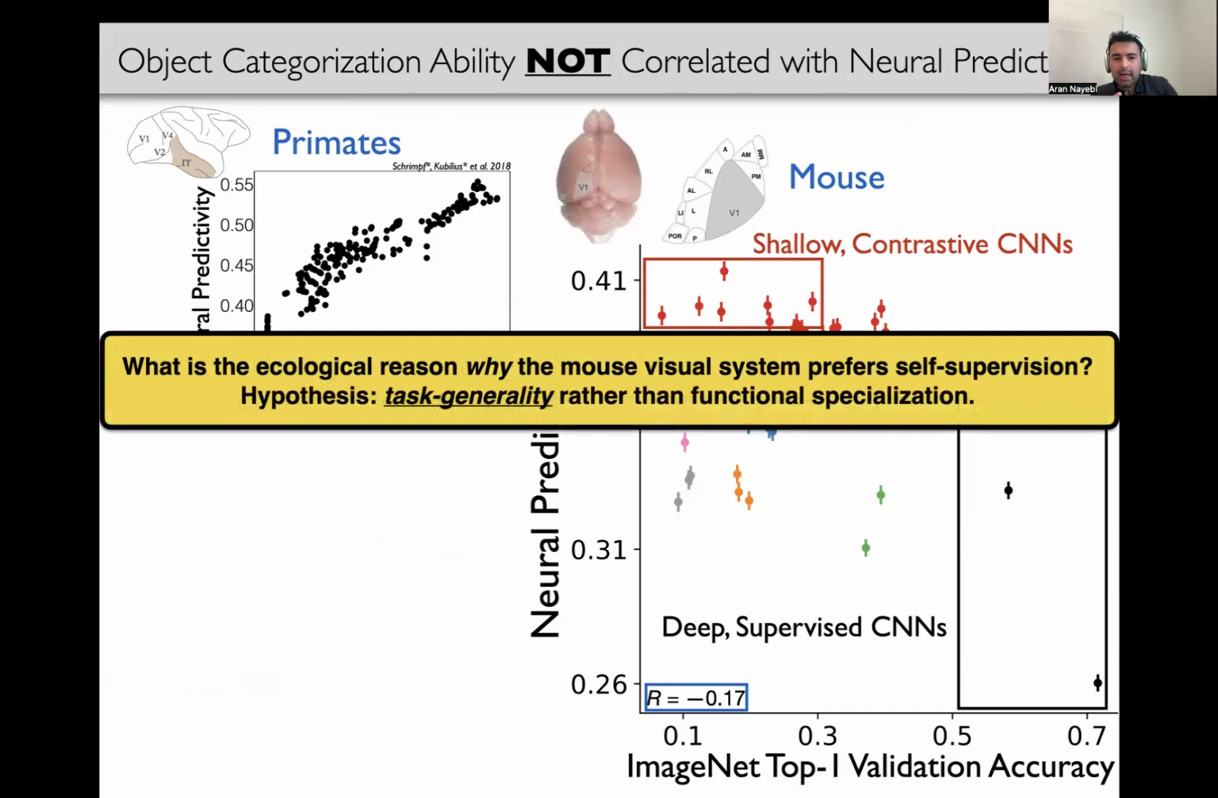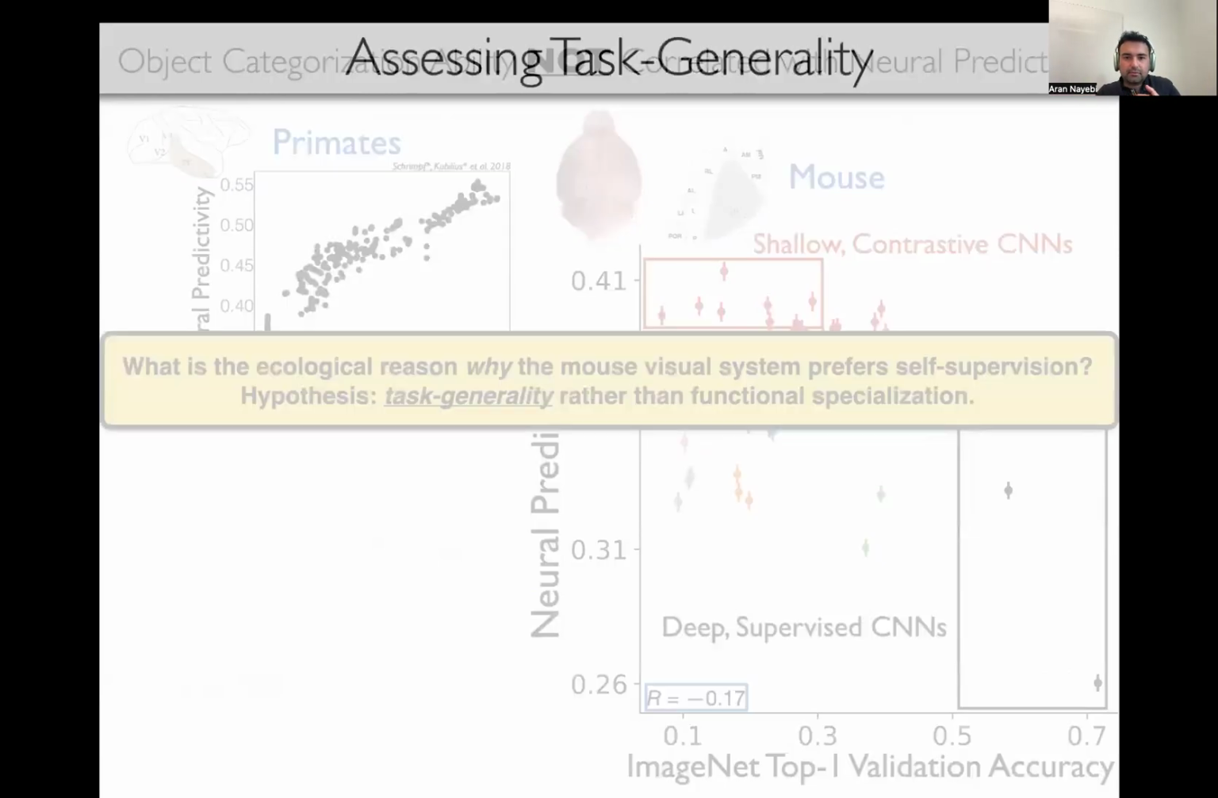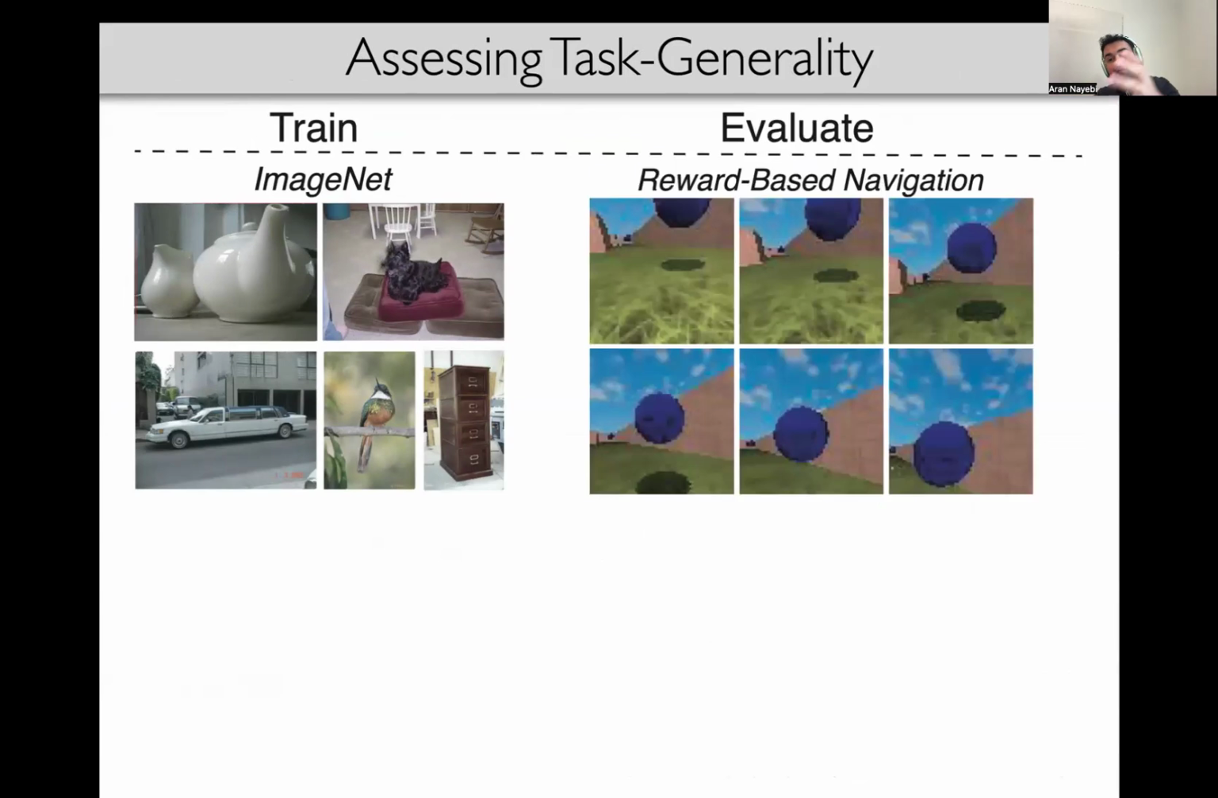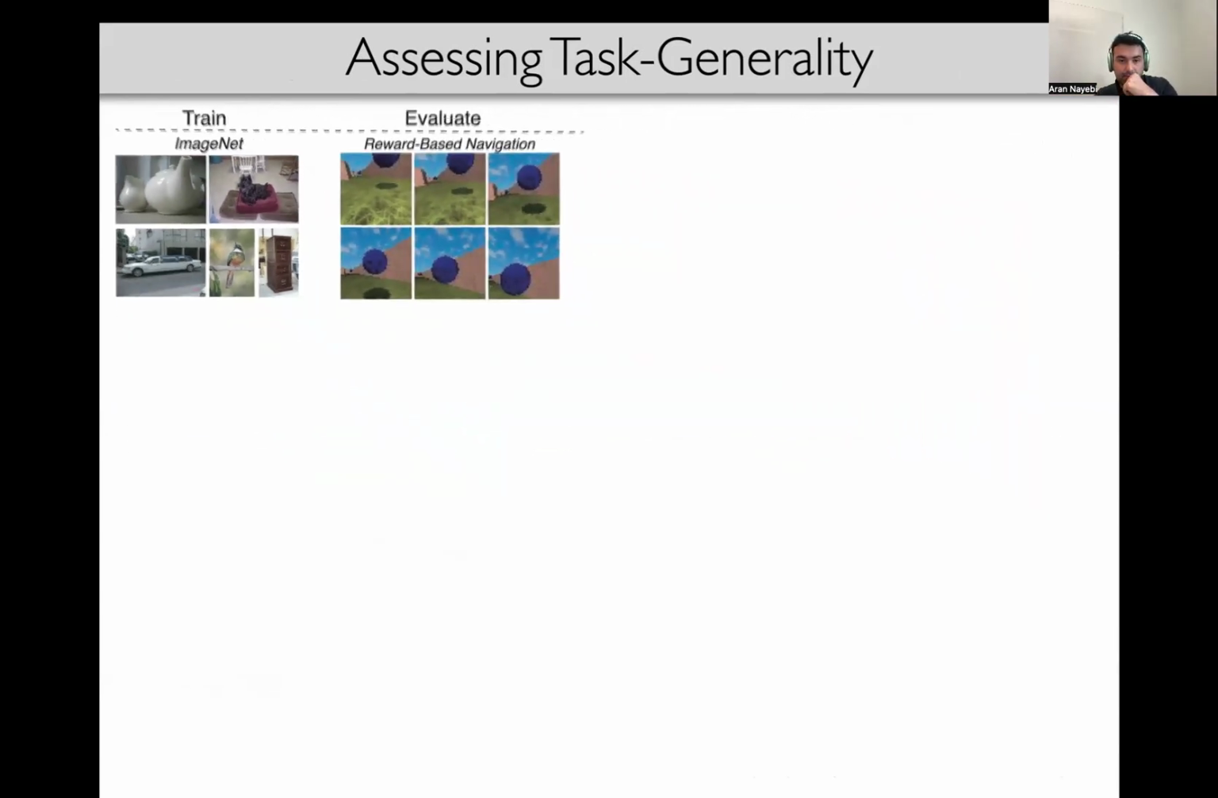And the hypothesis was that actually it's enabling it to learn a task-general representation under the resource constraints it's dealing with, of a shallower cortex operating at lower visual acuity, rather than specializing on any one task. So to assess this, what we did was we train our mouse visual cortex on our pre-training data set, a lower resolution version of ImageNet, and then we evaluate on a completely new out-of-distribution task like reward-based navigation.